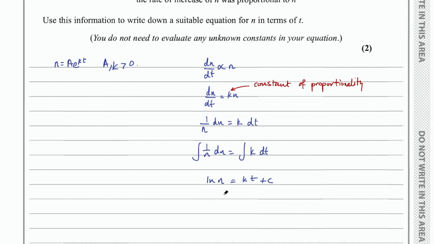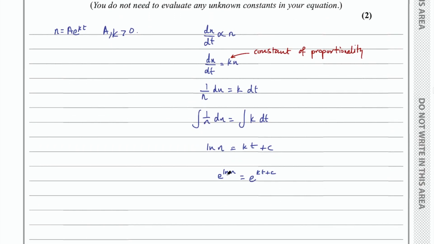Now we have a log N, but we just want N by itself. So to get rid of this natural log, we can raise everything to the power of e. So this would be e to the power of log N equal to e to the power of kt plus c. And e to the power of natural log of N is just N. And e to the power of kt plus c we can write as e to the power of c multiplied by e to the power of kt. Going back to your index laws, with the same base, you can add the exponents. So that simplifies to this.